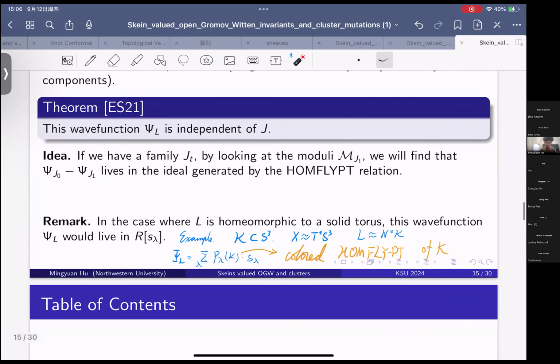Yeah. Do I remember correctly that in this example, maybe for the unknot, it's the quantum dilogarithm or something?